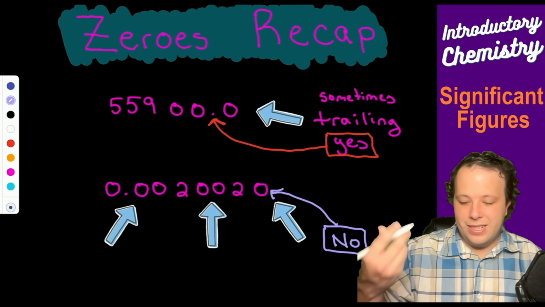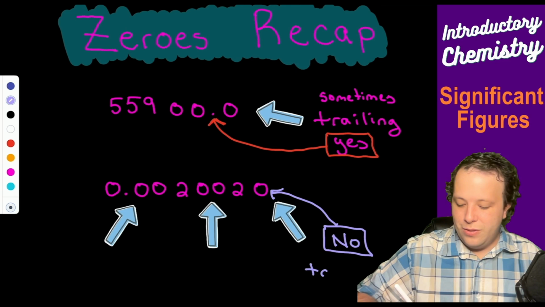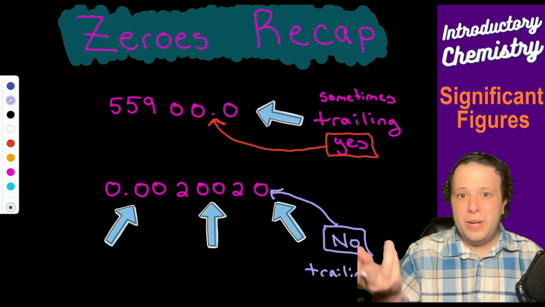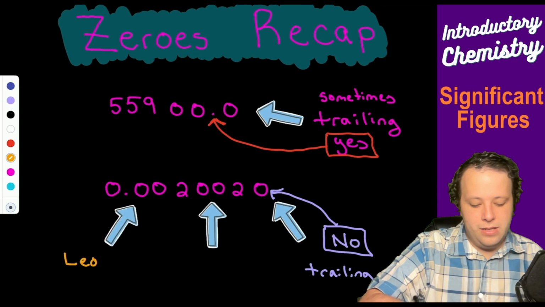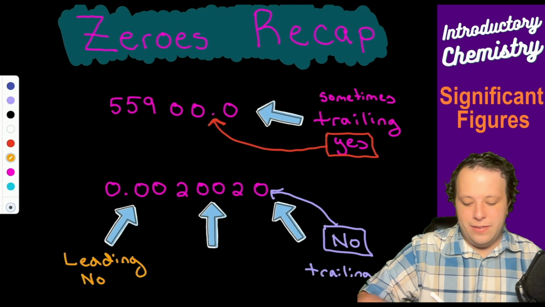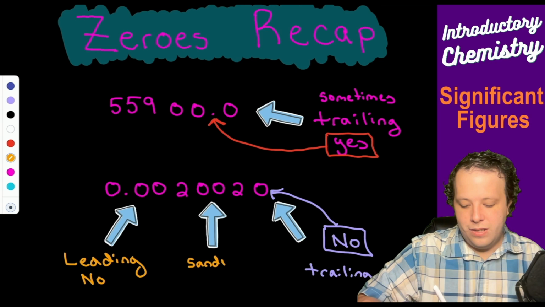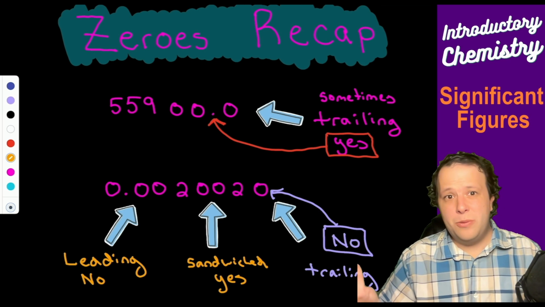And that is because of the same reason: there's no decimal place here, so this is also a trailing zero. Now, in this number, we have a couple different types of zeros as well. We also have leading zeros up front. Are these significant? The answer is no. And then we have sandwiched zeros, which is a yes.